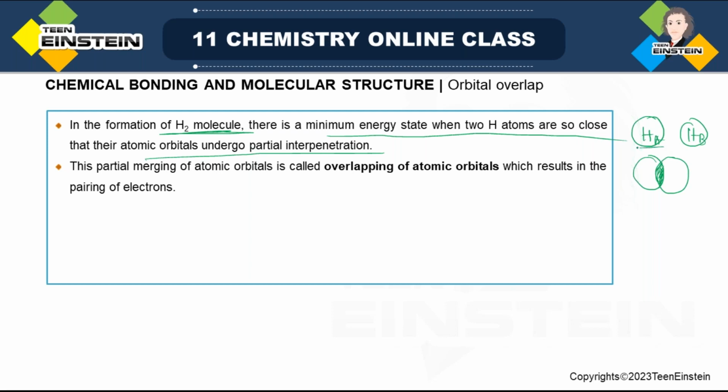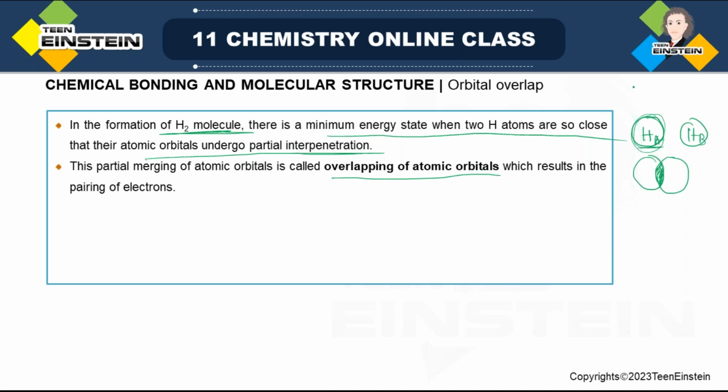That means the atomic orbital means what? This is the electron density, right? So the electron density of HA. Now there is some interpenetration. It is no longer isolated. There is some merging area. So this partial merging of atomic orbitals is actually known as overlapping. And this type of overlapping results in the pairing of electrons.